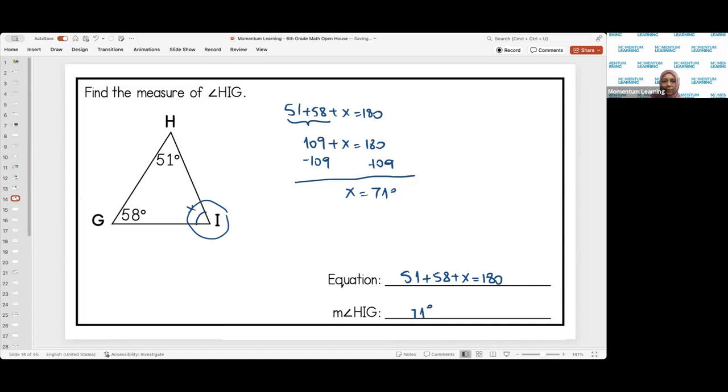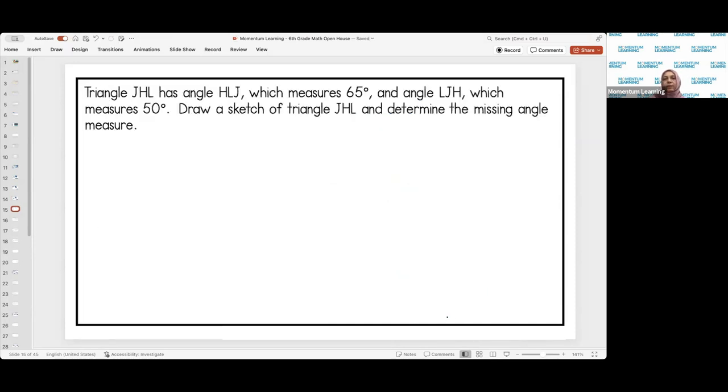Okay, let's continue with the next one. And the next one says triangle JHL has angle HLJ, which measures 65 degrees. Let's draw one triangle. I'm not sure, it is not exact angles, but I can say JHL. So this angle is given as 65 degrees and LJH measures 50 degrees. Actually, it will be an acute angle. It is not exactly correct, but you can think this is. So the question says, draw a sketch triangle, and determine the missing one, which is H. So I'm going to write this one as X.